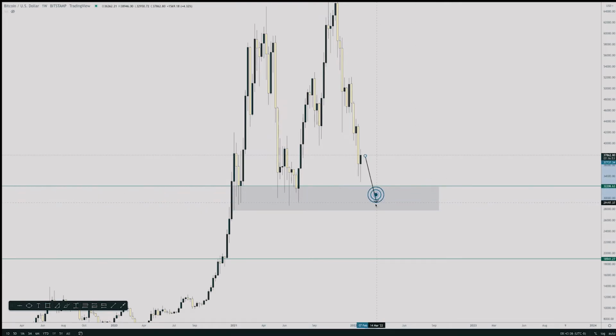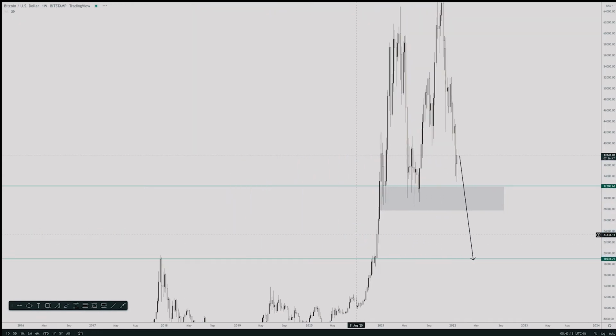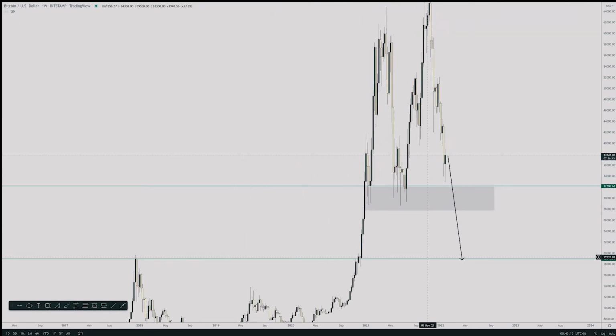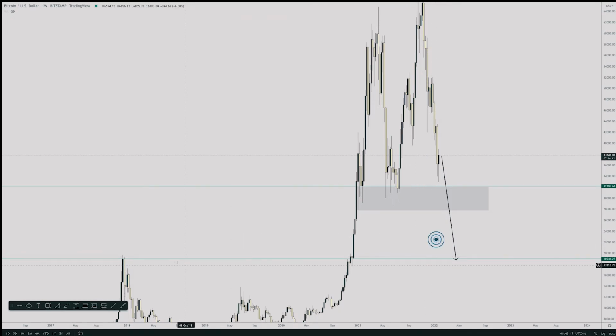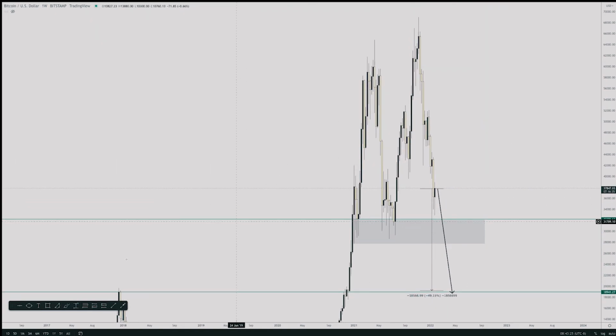And most likely will break it, right? And if it does break, we could possibly see Bitcoin hit around the 20K region. Okay, now some of you will be like, what? That's a really big drop. Yeah, it is. I mean, it already has dropped a lot, but that'd be another 50% decline in Bitcoin if we see prices go to 20K.